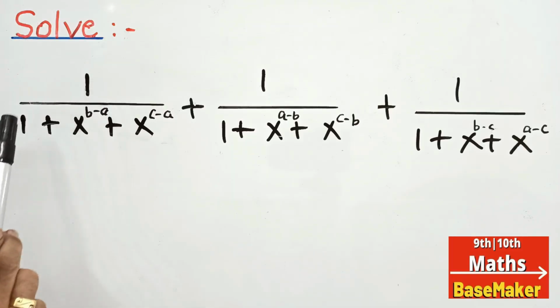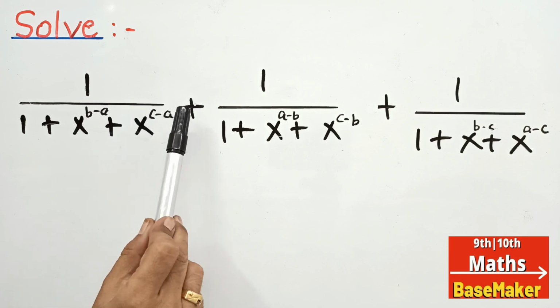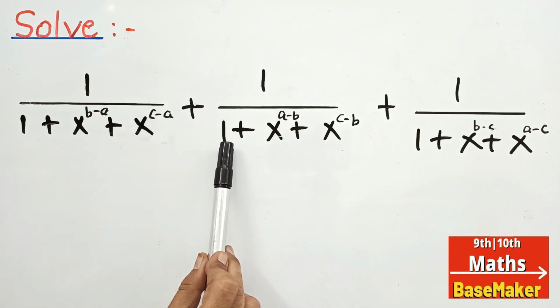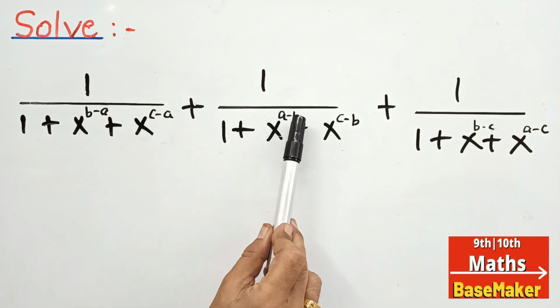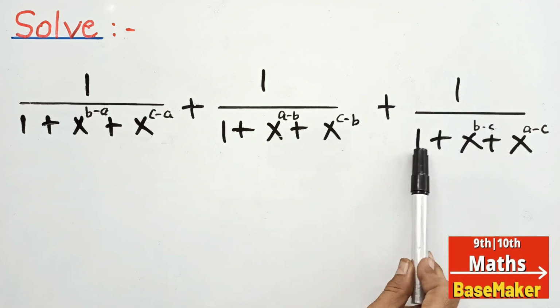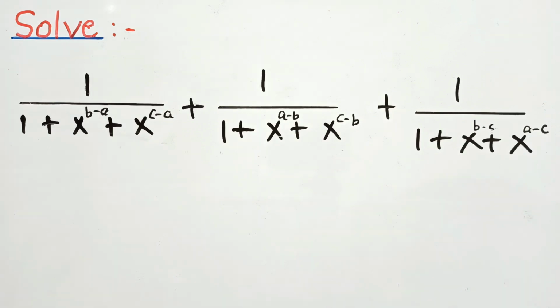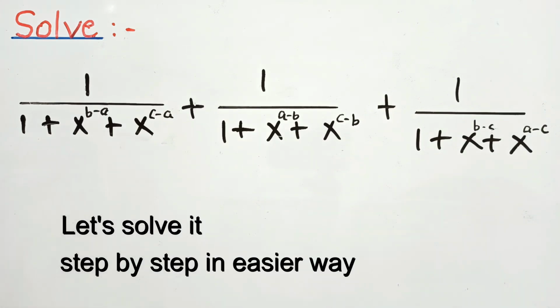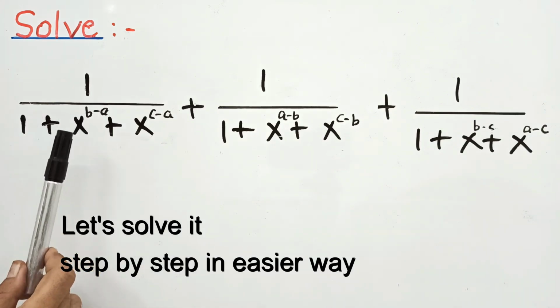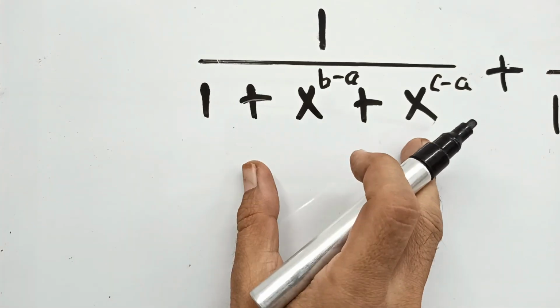Solve the expression 1 upon 1 plus x to the power b minus a plus x to the power c minus a, plus 1 upon 1 plus x to the power a minus b plus x to the power c minus b, plus 1 upon 1 plus x to the power b minus c plus x to the power a minus c. So my dear student, this question seems to be tough, but it is very easy. Let us solve it step by step. One by one, let us concentrate on the first term.